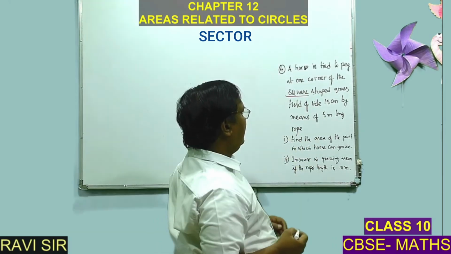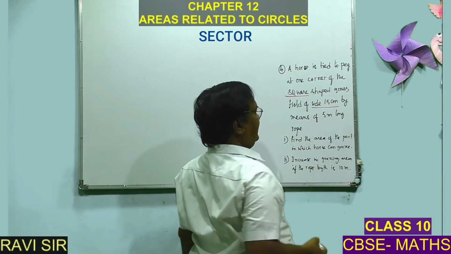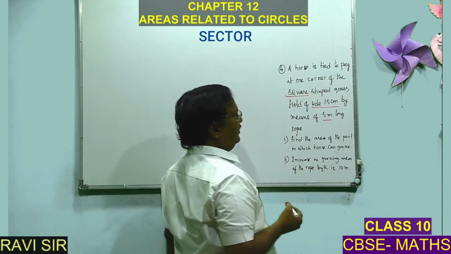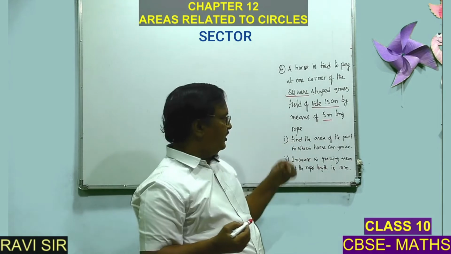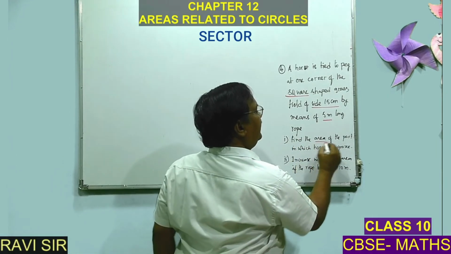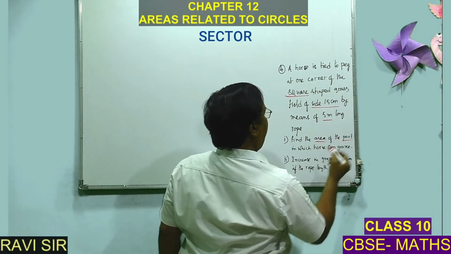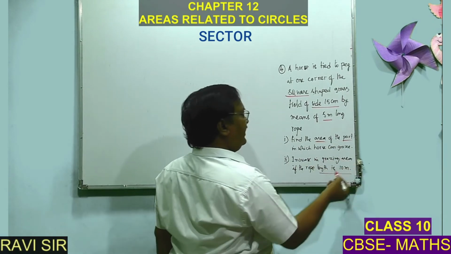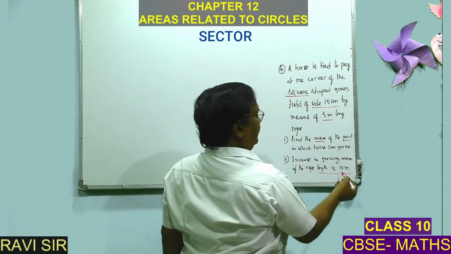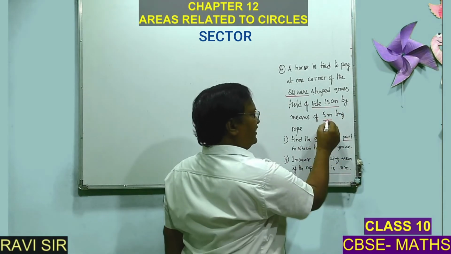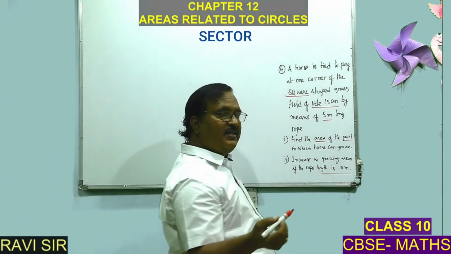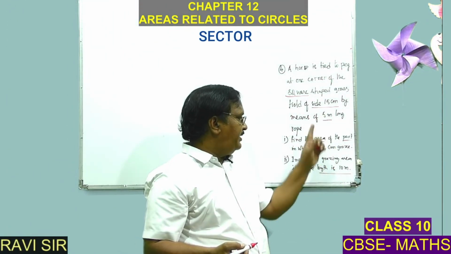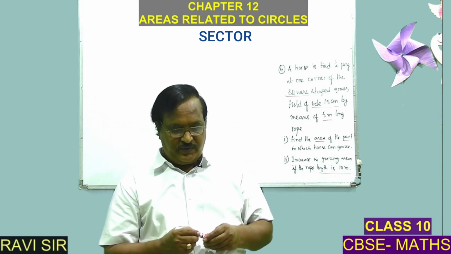A square shaped grass field of side 15 meters, by means of a 5 meters long rope. So, 3 things you have to remember in this. Then find the area of the part in which the horse can graze, and how much the area is increased if the length of the rope is 10 meters. In the first case 5 meters, now how much increase will there be in the grazing area if the length of the rope is increased from 5 meters to 10 meters. This is the question.